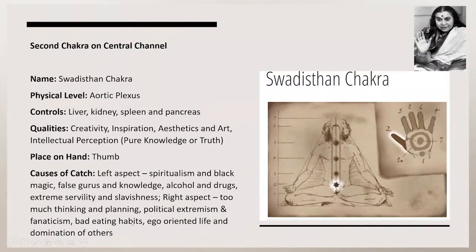Its place is the thumb on the hand. If there is a problem in the Swadhisthana Chakra, it normally happens because you are doing activities against your dharma and following false knowledge. The left aspect is basically spiritualism, black magic, false gurus, false knowledge, and also consuming alcohol, drugs, and extreme servility, slavishness. All these really destroy your Swadhisthana Chakra. If you are thinking and planning too much, going to extremes, have bad eating habits, an ego-oriented life, and try to dominate others, then the Swadhisthana Chakra is also impacted a lot.